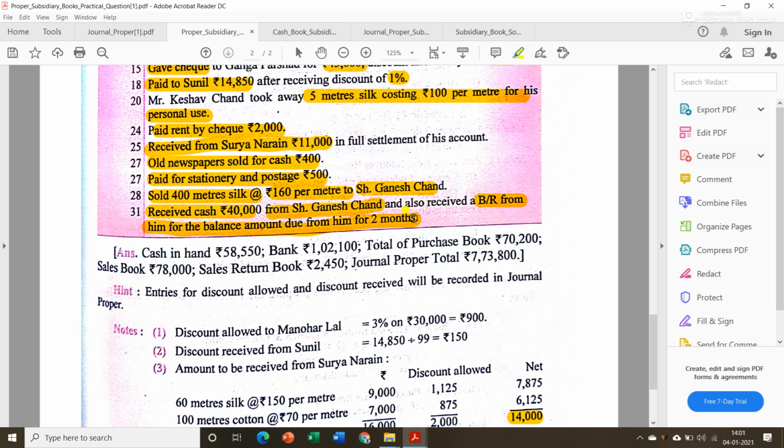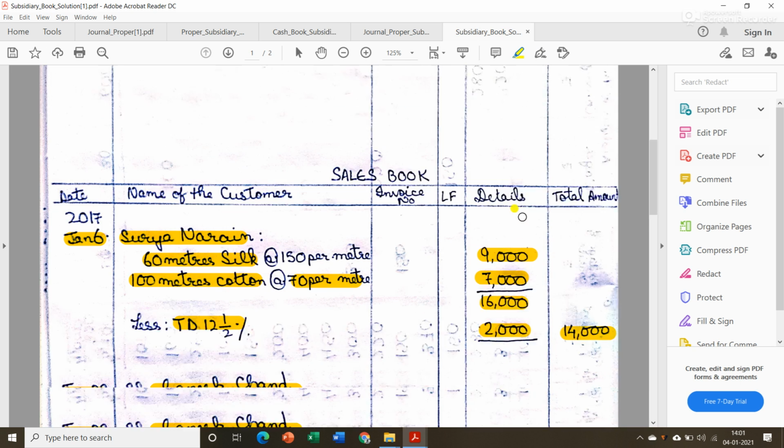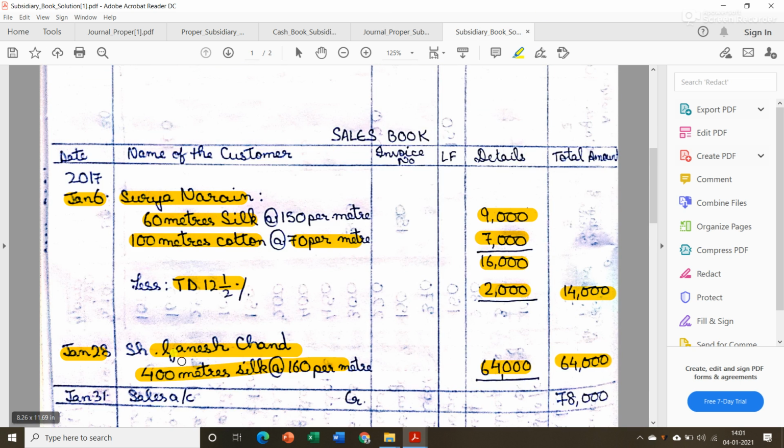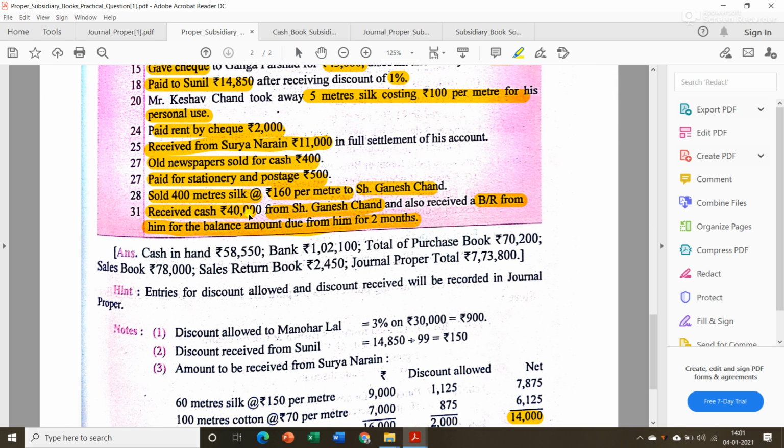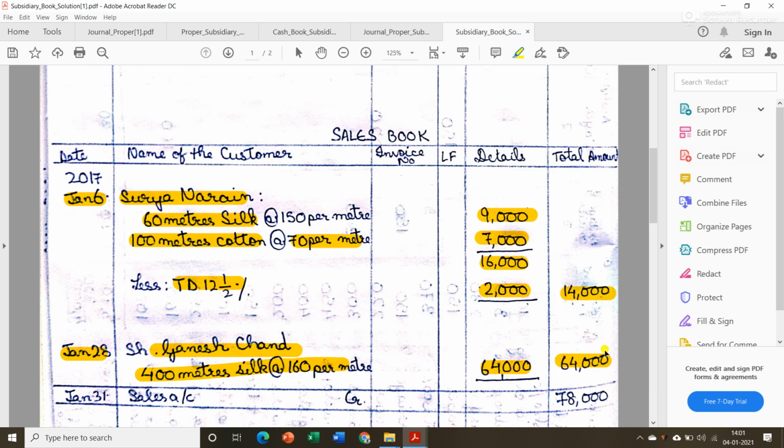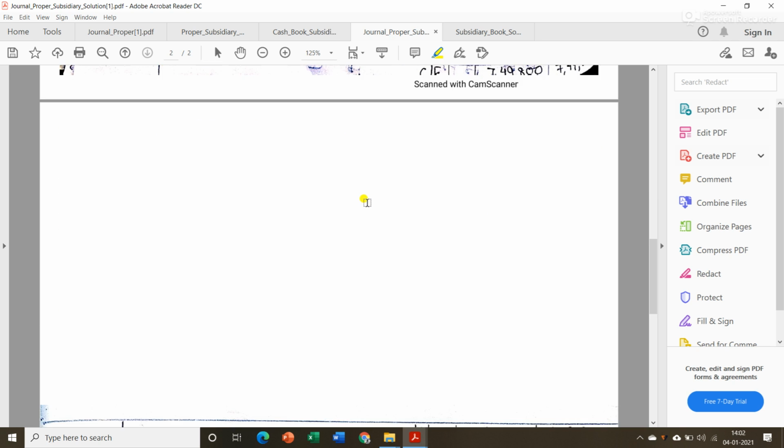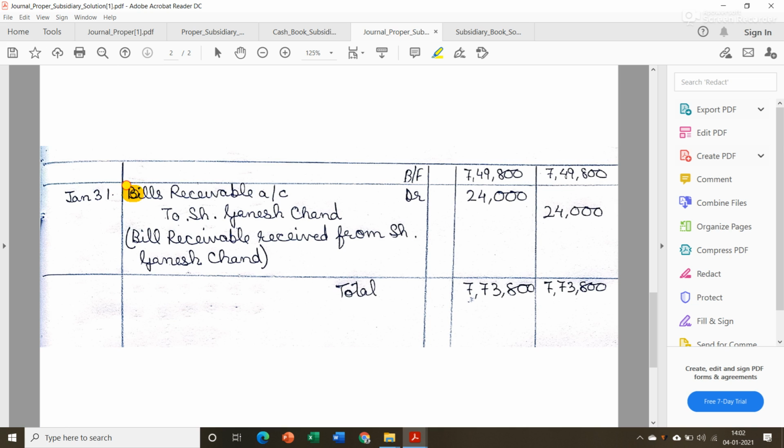Now how much amount is that balance? Okay, now let us see who is this Ganesh Chan. See here, we sold him goods worth rupees 64,000 as S.H. Ganesh Chan. Out of this 64,000 that he was supposed to pay us, he paid us 40,000 in cash, and the remaining, that is 64,000 minus 40,000, that is 24,000, he gave us one bills receivable. So for that we will pass journal entry bills receivable account debit to S.H. Ganesh Chan rupees 24,000. Now all the transactions, all the entries have been made.